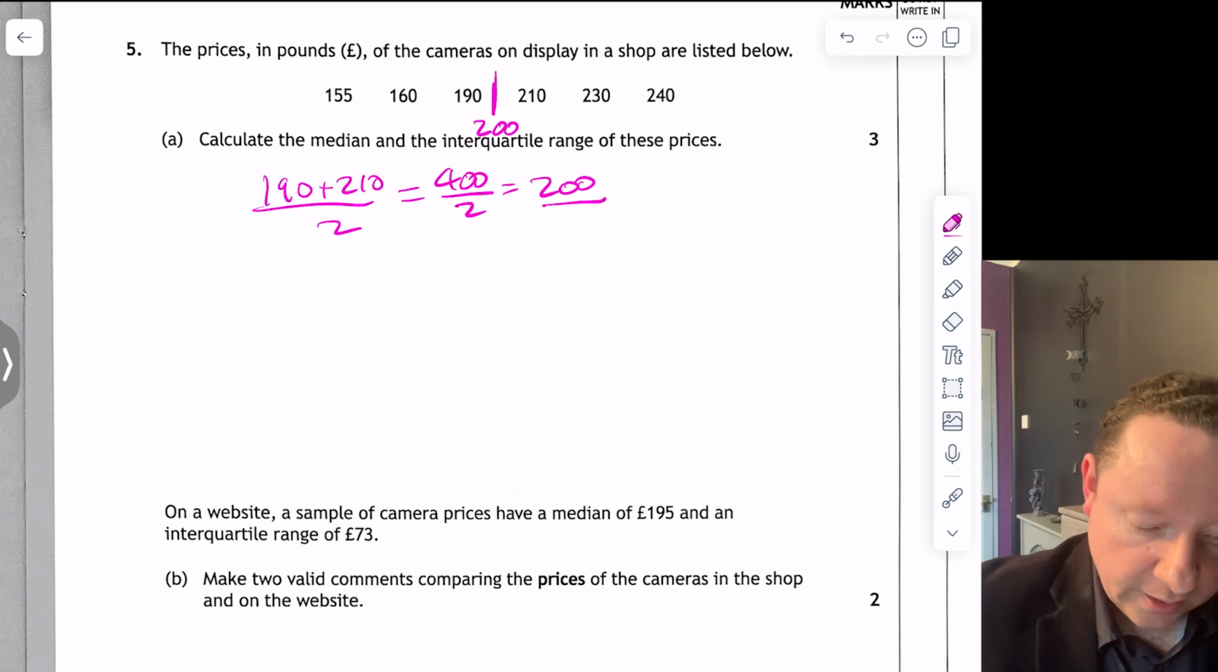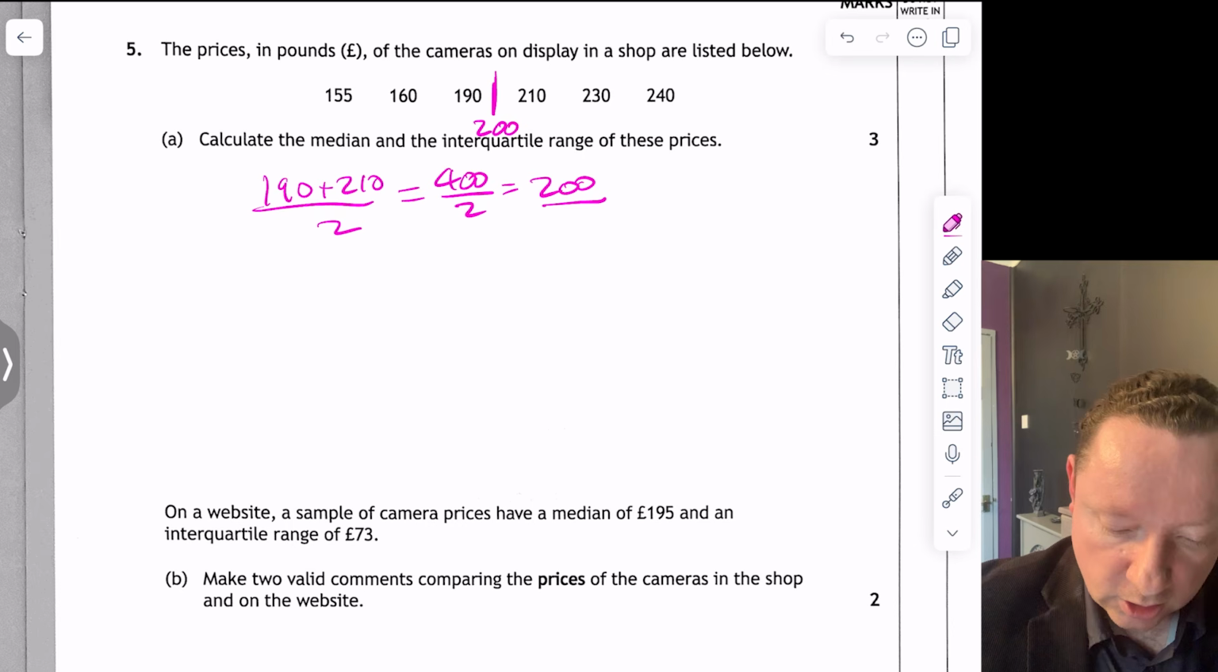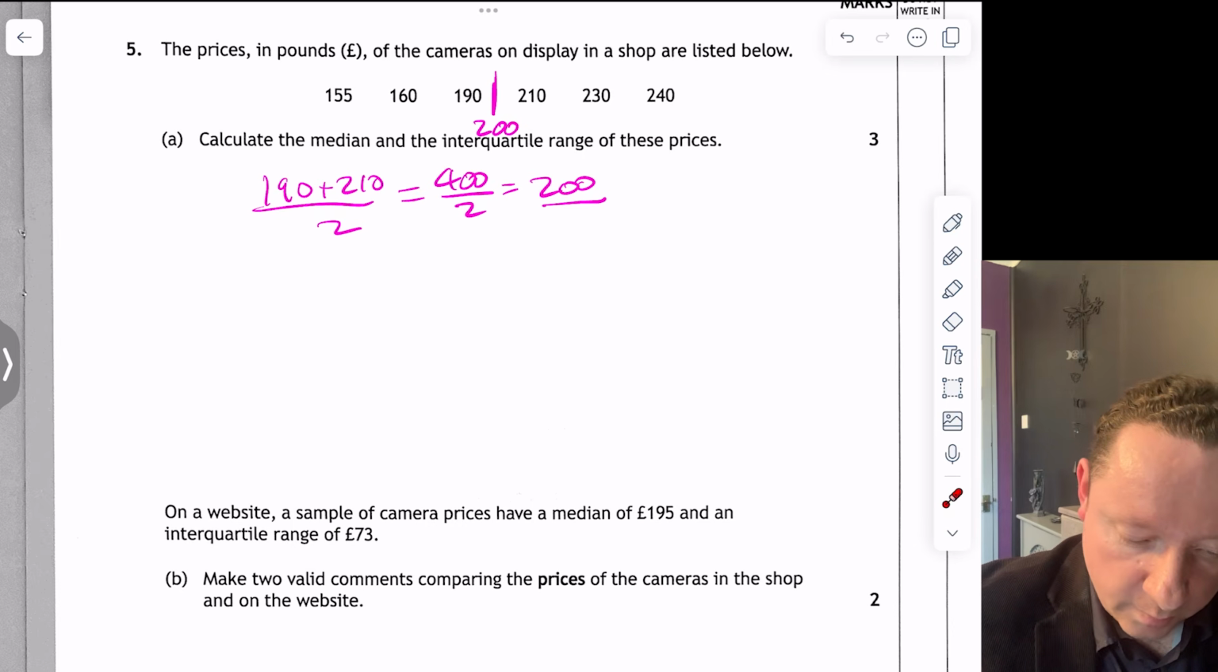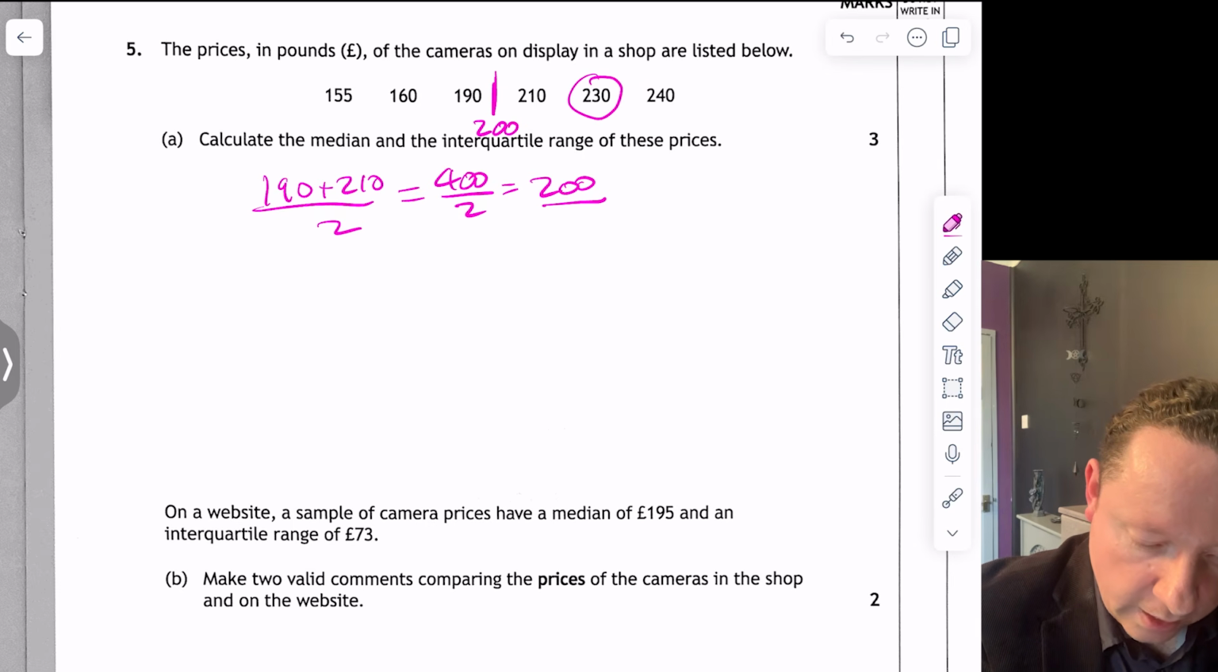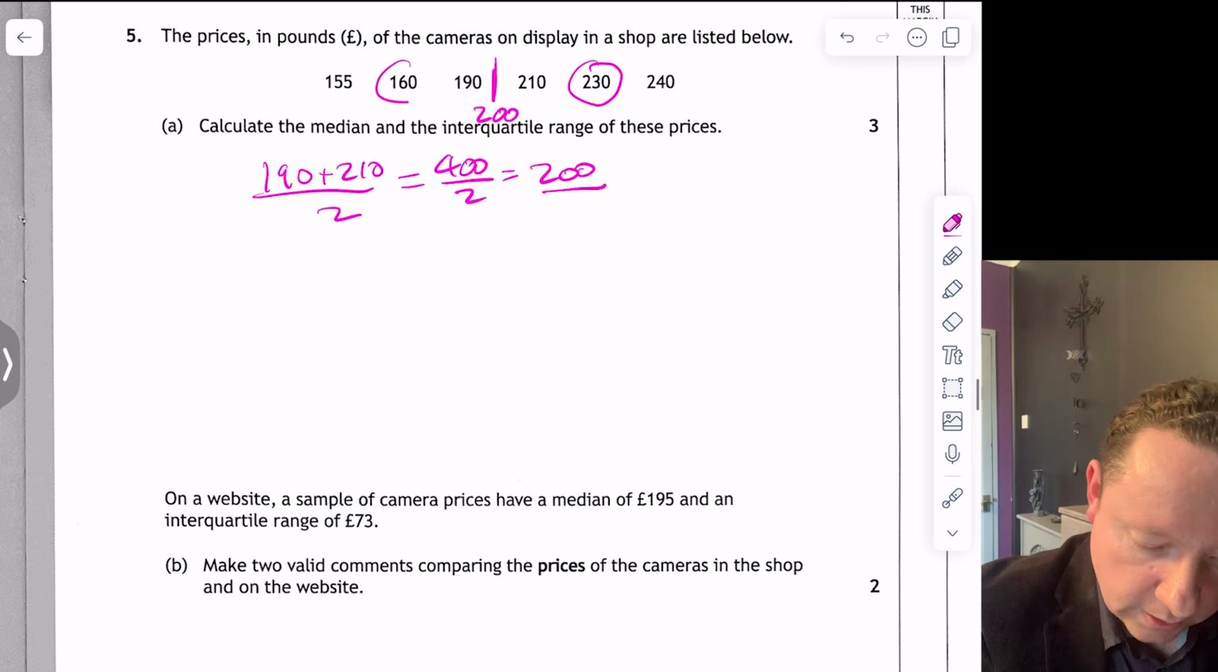I'll write that's the median in a minute, but then our quartiles is just the middle of the first half and the middle of the second half. So it's only up to here. So we've got 1, 2, 3 numbers, and then we hit 200. So that gives me 230. And then the middle of the first half, 1, 2, 3 numbers is 160.